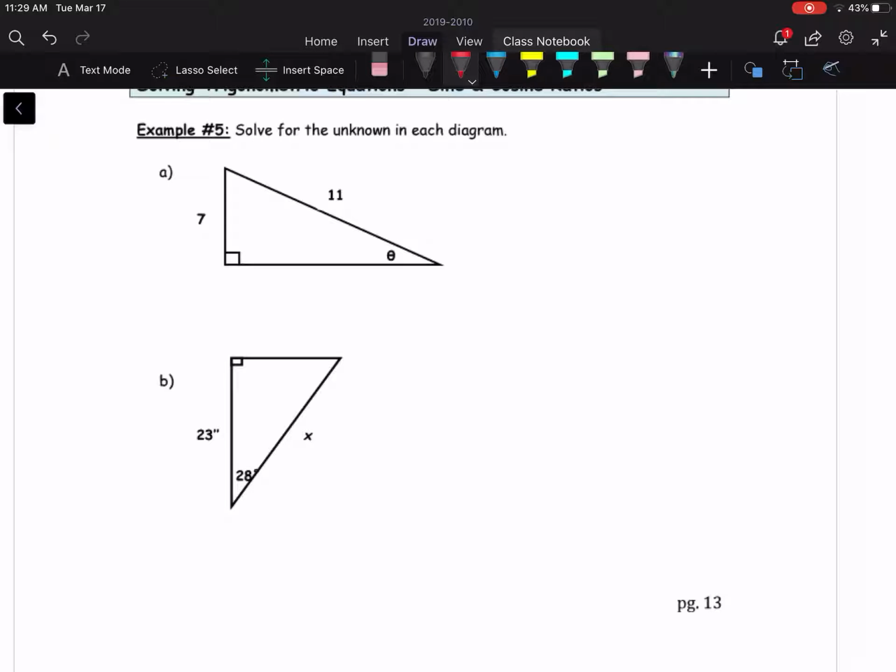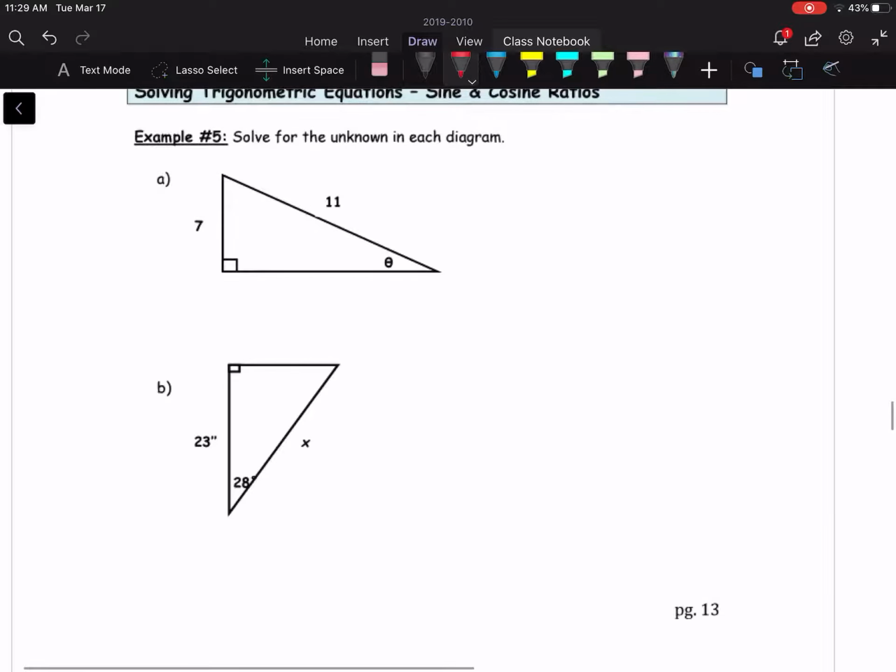In this example, we're asked to solve for the unknown in each of the diagrams. And so the challenge here is just going to be to essentially be able to identify which trig function to use. So in the first example, we are asked to solve for the angle here. And the sides that we're given are the opposite side length and the length of the hypotenuse.